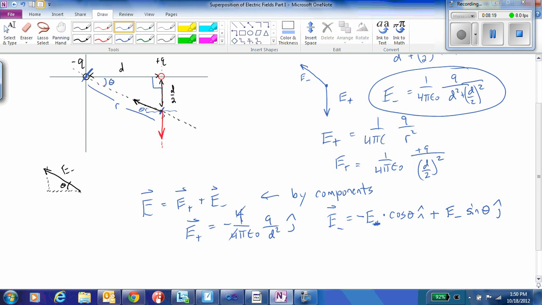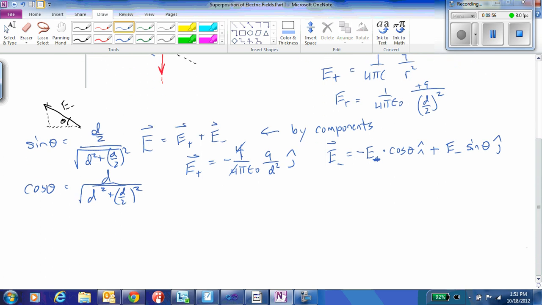And so I can now use the big triangle to find out what sine and cosine are. So sine of theta is going to be equal to opposite, that's d over 2, divided by the length of the hypotenuse, which we know is the square root of d squared plus d over 2 squared. And cosine of theta is going to equal adjacent, which would be d over the square root of d squared plus d over 2 squared. So my expression is going to get pretty complicated here.